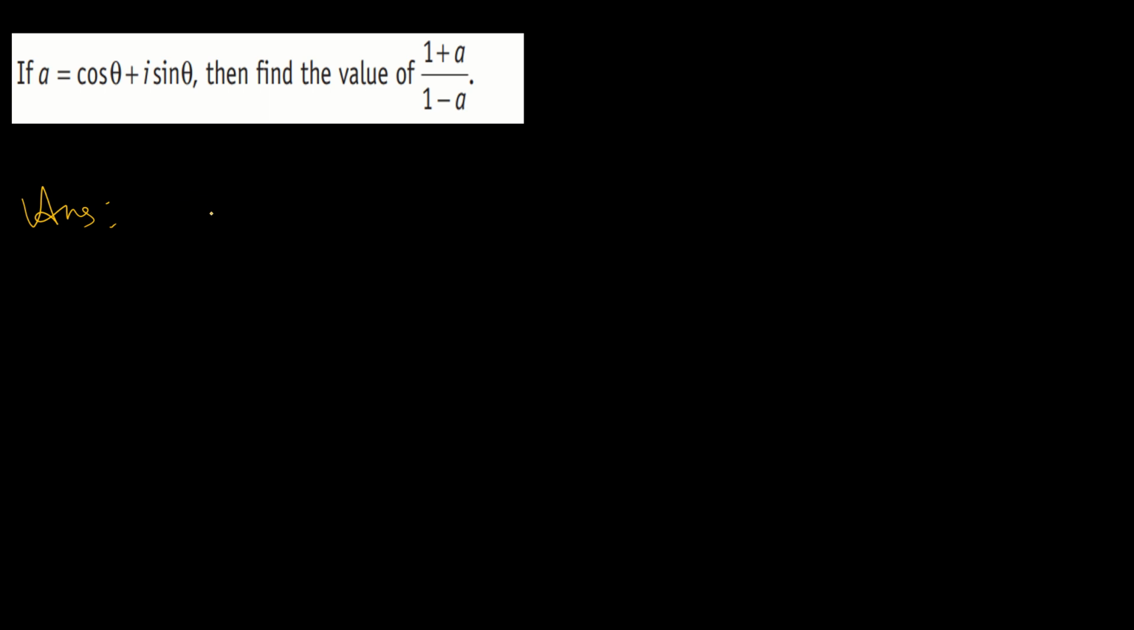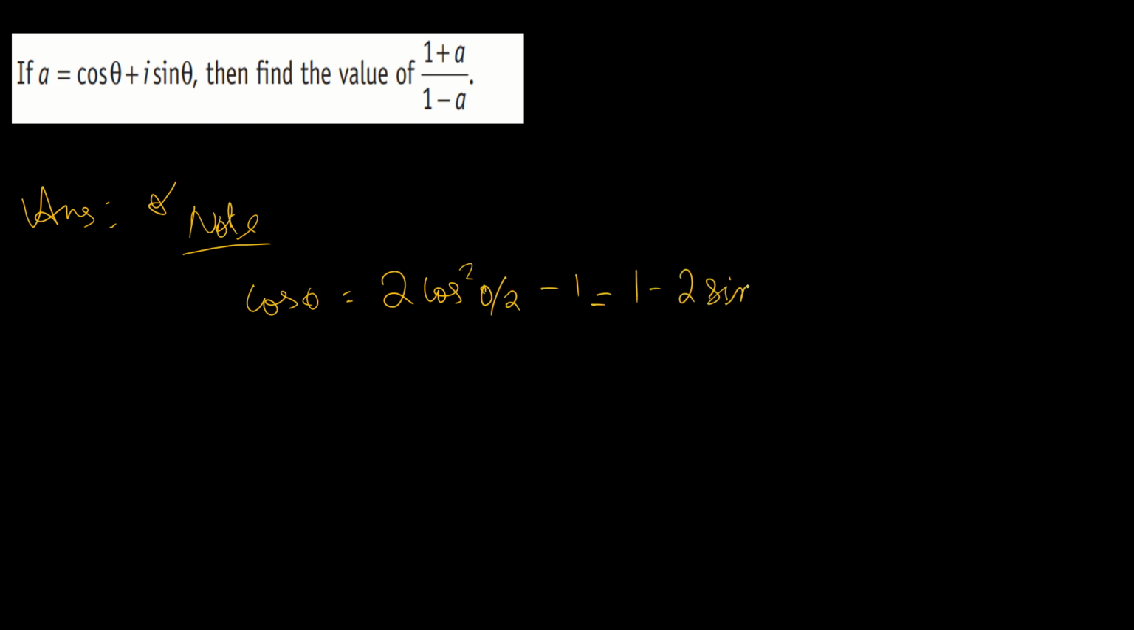Okay, here we need a note. It's related to trigonometry. When we reach trigonometry, you will see this particular formula. To solve this question, we need to use some trigonometric formulas. I'm writing it down first. One formula is cos theta is equal to 2 cos square theta by 2 minus 1, which is equal to 1 minus 2 sine square theta by 2. The other formula is sine theta is equal to 2 sine theta by 2 cos theta by 2. These are the two important formulas we need to know in order to solve this question. So let us start with the question.